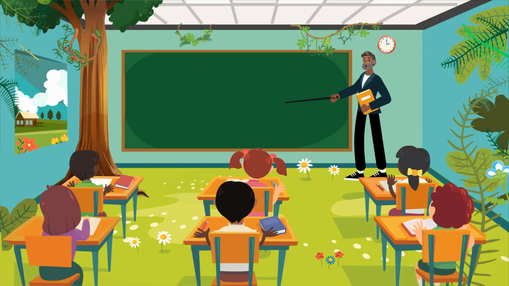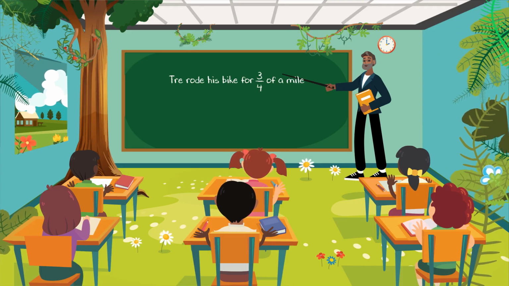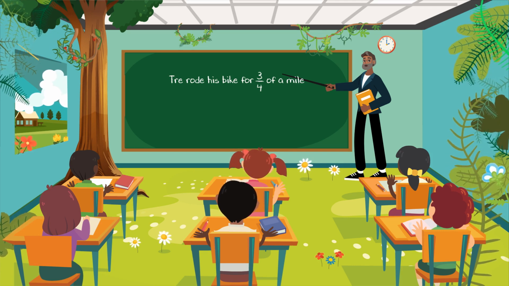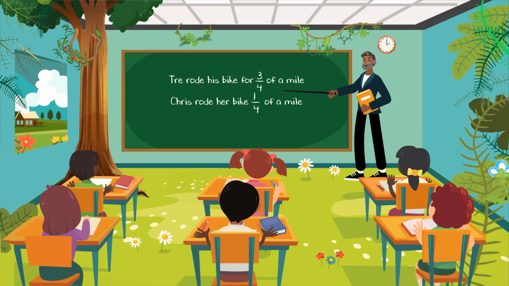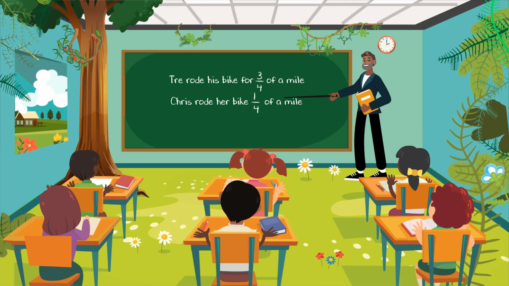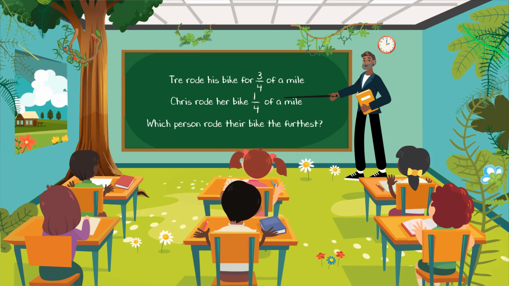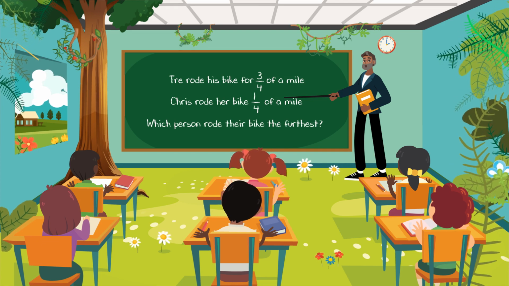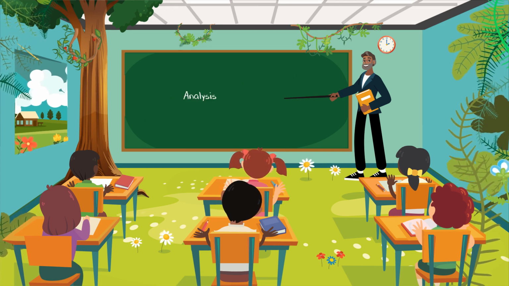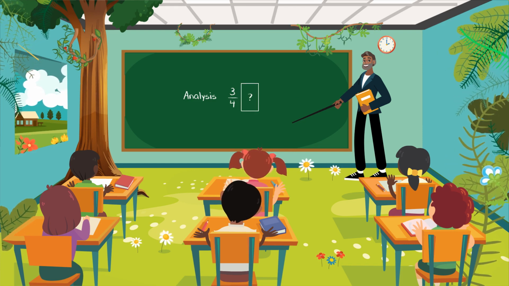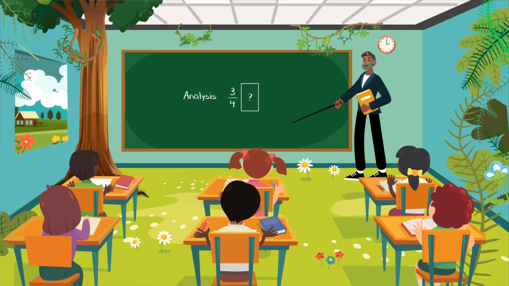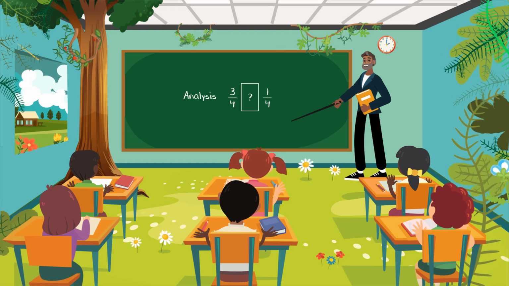Question 1. Trey rode his bike for 3/4 of a mile. Chris rode her bike 1/4 of a mile. Which person rode their bike the furthest? Analysis. 3/4 is greater, less than, or equal to 1/4.